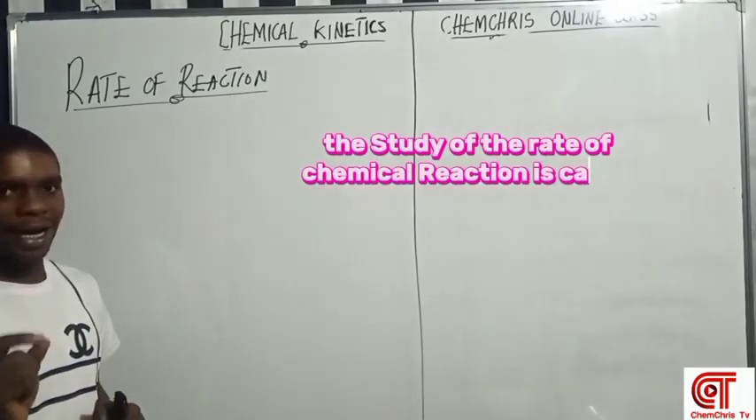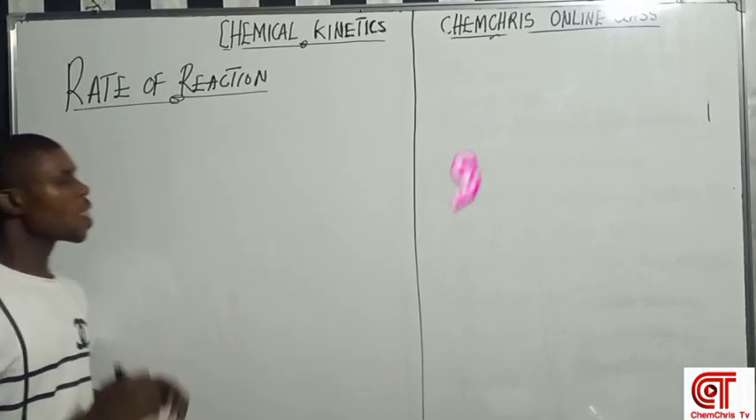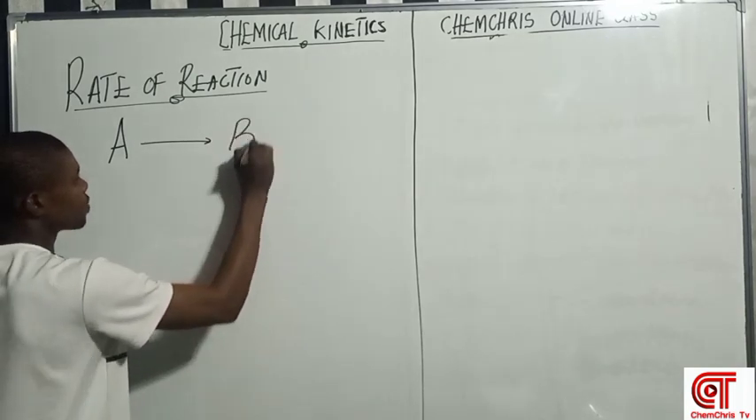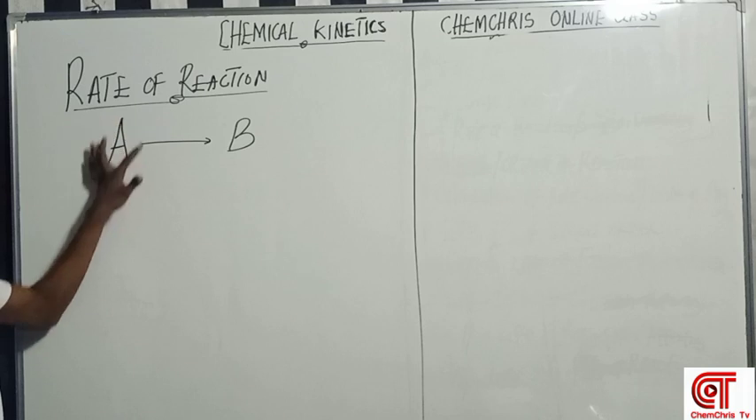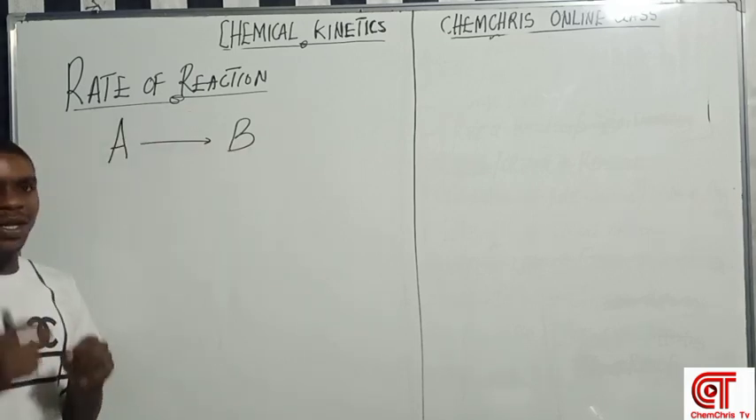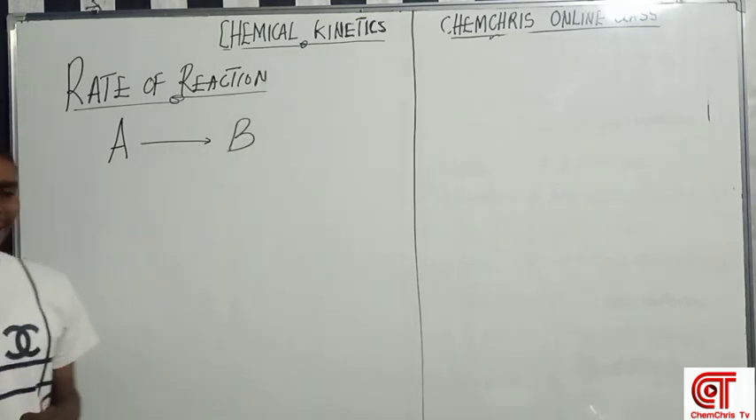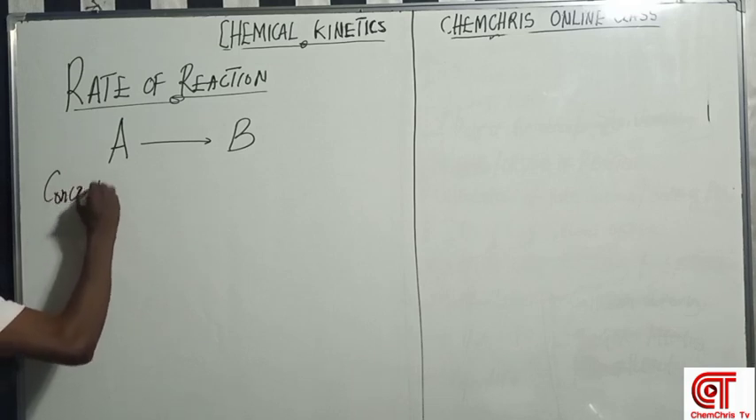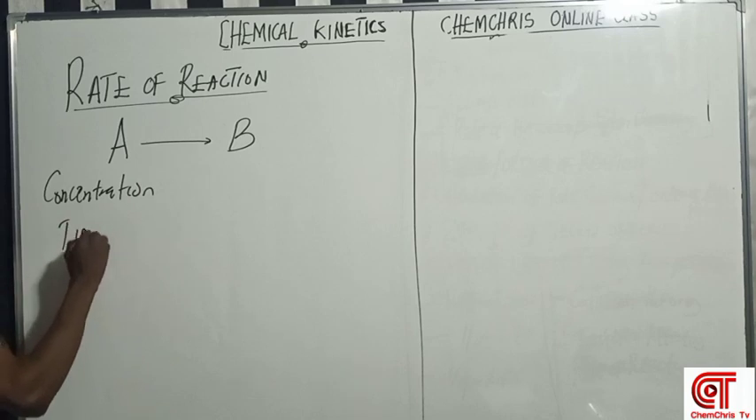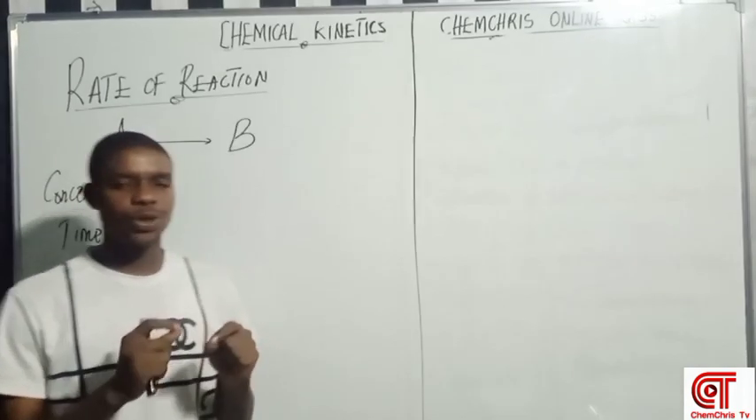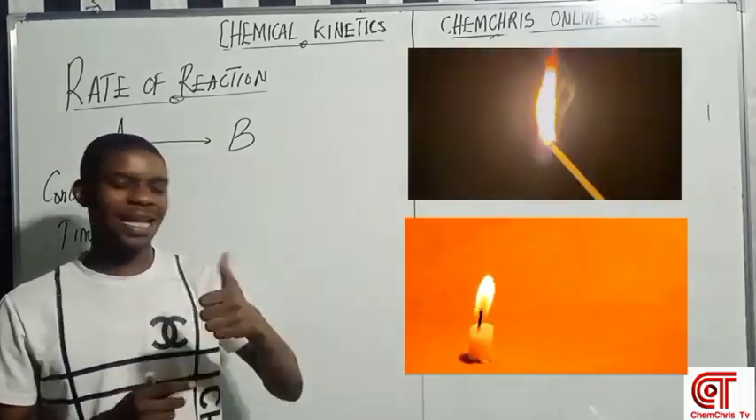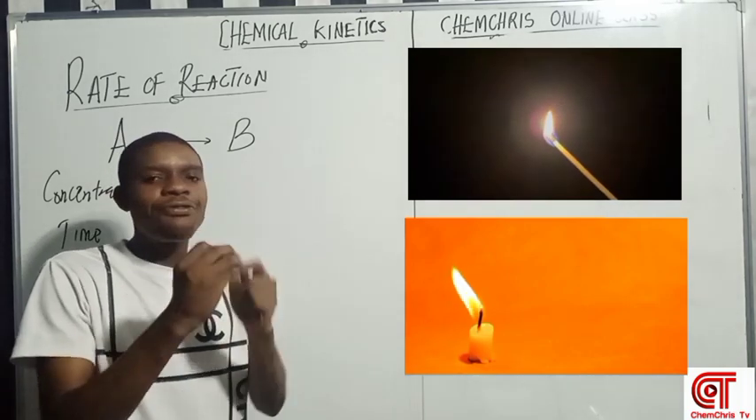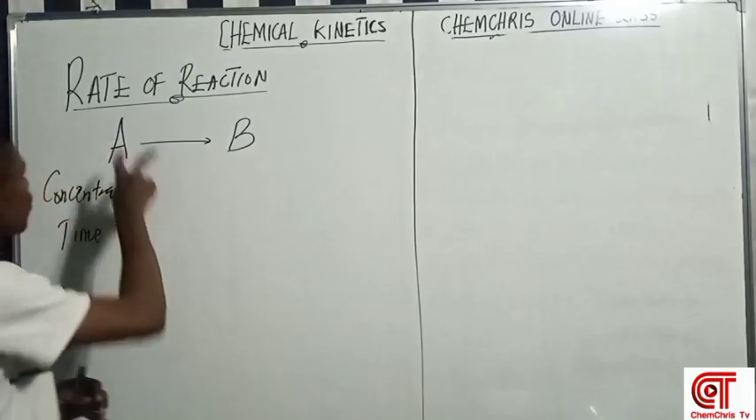The study of the rate of chemical reaction is called chemical kinetics. If, for example, we have a reaction where A, the reactant, moves to B, how fast this reaction occurs to produce B is called the rate of reaction. And the study of the rate of reaction is called chemical kinetics. When you are studying the rate of a reaction, there are two things you must keep in mind. One, the concentration. Two, the time it takes for the reaction. If you compare burning a matchstick and a candlestick, the matchstick burns faster than the candlestick. That is the study of the rate of reaction: how fast the reaction occurs.